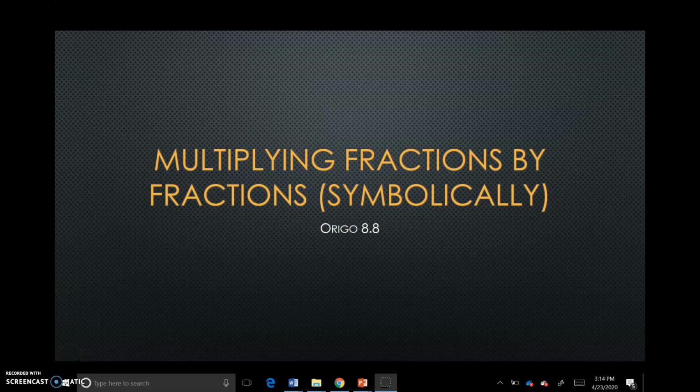Welcome back. I hope you're all finding success on multiplying fractions by fractions using the visual model of a unit square and finding the product that way. Today we're going to explore how to multiply fractions by fractions symbolically, or what we typically would call using the algorithm. So let's start with a review on what we had talked about the other day.